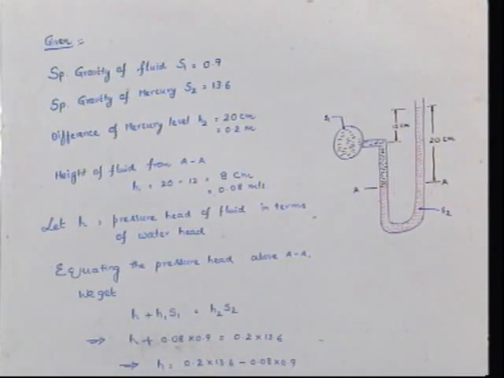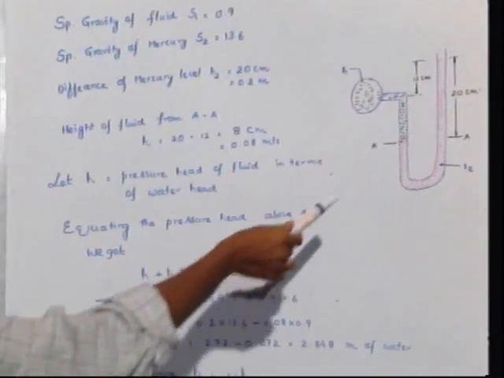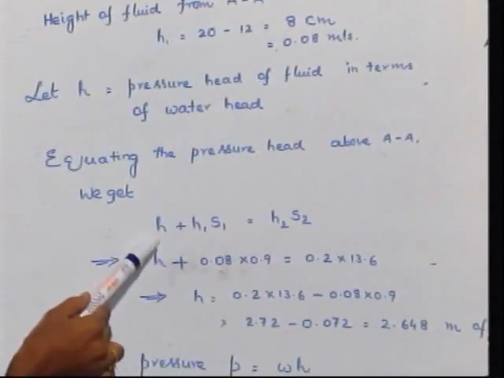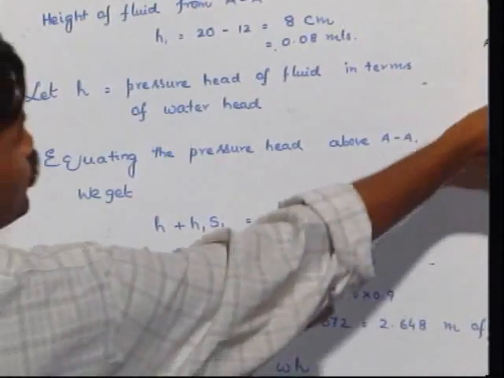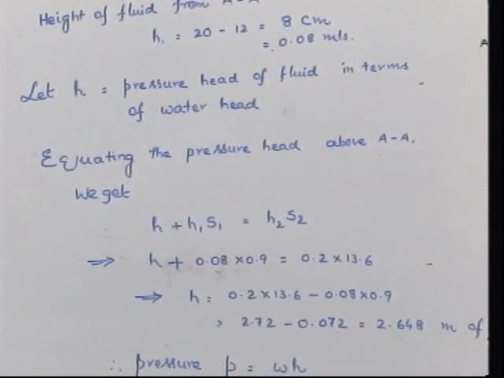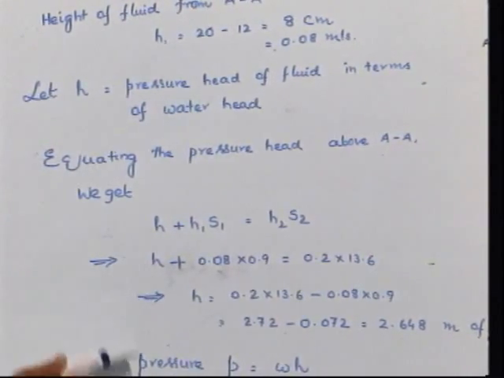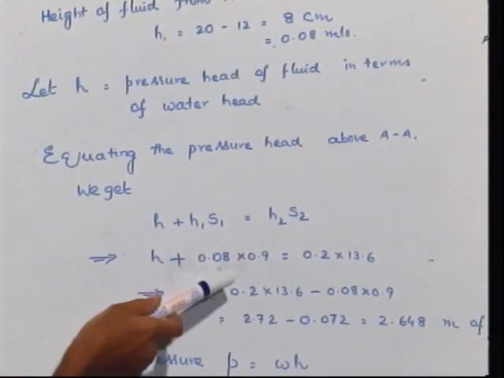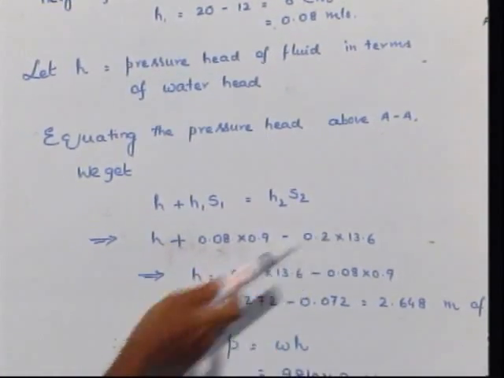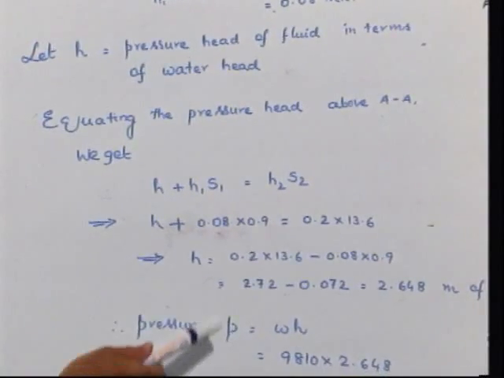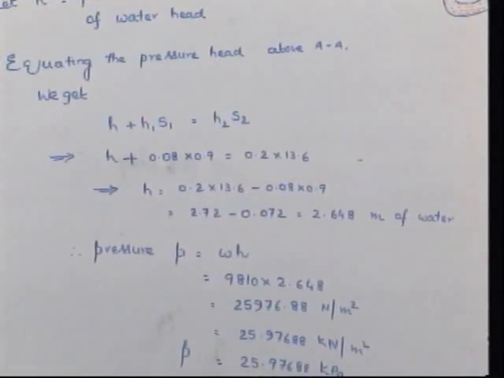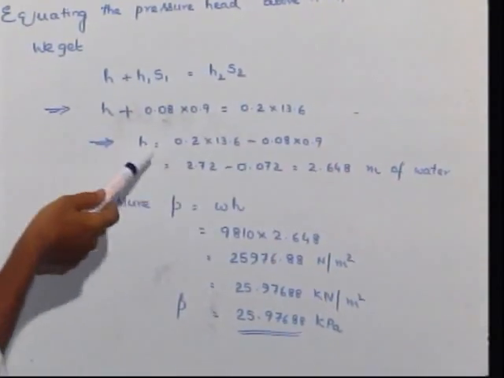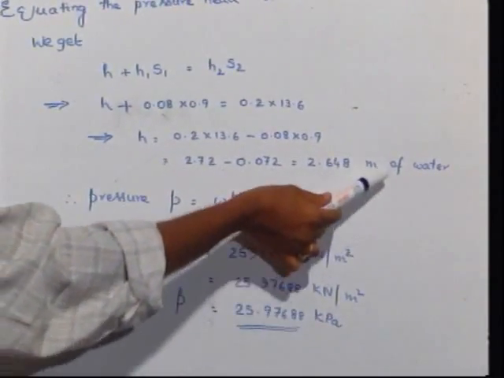Let us say H is pressure head of fluid in terms of water head, then equating the two pressure heads above A-A, we get H plus H1 S1, which is the pressure head in the left limb, is equal to H2 into S2, which is the pressure head in the right limb. Substituting the above values, we get H plus 0.08 into 0.9 is equal to 0.2 into 13.6, which gives us H is equal to 0.2 into 13.6 minus 0.08 into 0.9. Now we get the value as H is equal to 2.648 meters of water.